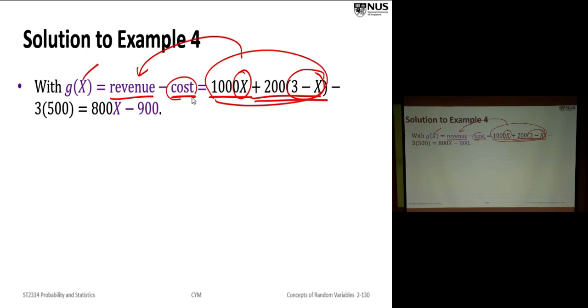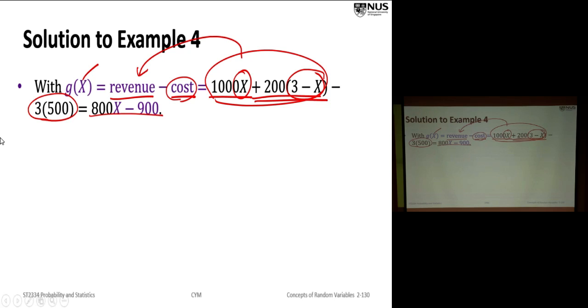Then the cost. The cost is a constant. It doesn't matter how many necklaces you sold. You have to pay $500 each, and for 3 of them, so it's 3 times 500. That's the cost. Simplified, it is 800x minus 900. So you can see from here that if you sell 0, you lose $900. If you sell 1, you lose $100. If you sell 2, you gain $700, and so on.